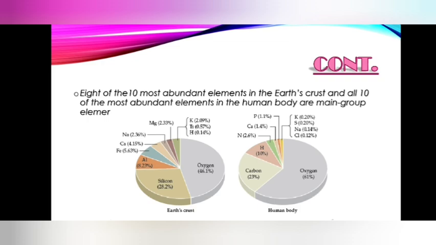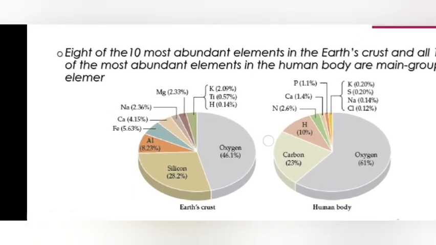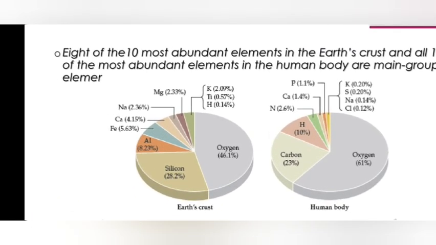There are 10 elements which are the most important or most abundant elements present in the Earth's crust. Out of these 10, 8 elements are mostly present in the Earth's crust, and all of these 10 elements are present in the human body, and they play an important role. As you can see in this first diagram, we have the Earth's crust, and it shows how much of each element is present in what amount.